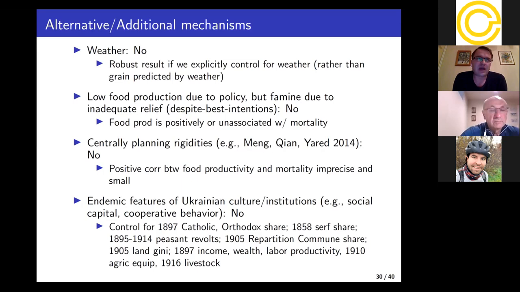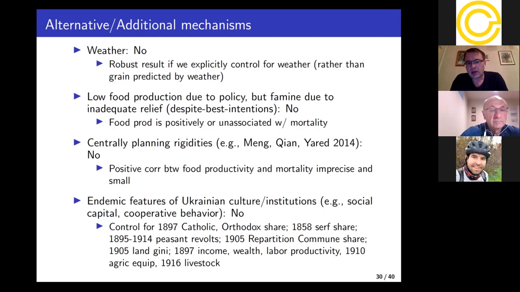But then you should observe a negative correlation between grain and famine mortality, and this is not the case. Then there is an alternative story for China, central planning rigidity. If you are familiar with the famous Ban Meng Qian and Yard, it tells you this story about the great Chinese famine. We don't find similar patterns in the Soviet case, because then you should expect a positive coefficient on grain during the famine year.